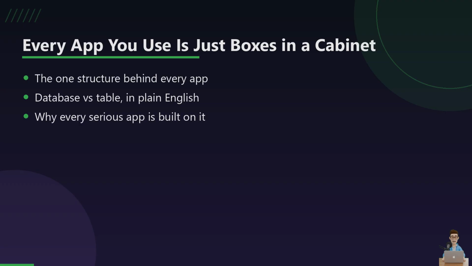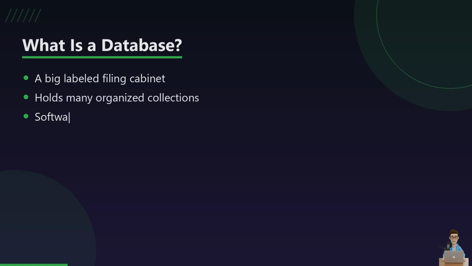Let's open the cabinet. Picture a giant filing cabinet in an office, the kind with lots of drawers, each drawer clearly labeled. A database is exactly that, but for a computer. It's software whose whole job is to store information neatly and hand it back fast when you ask. In short, a database is an organized container for your data.